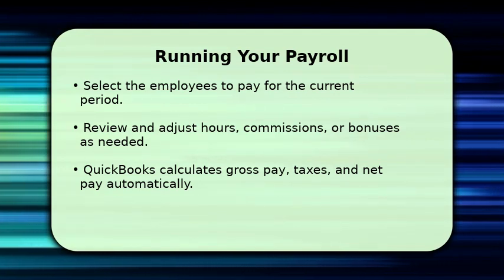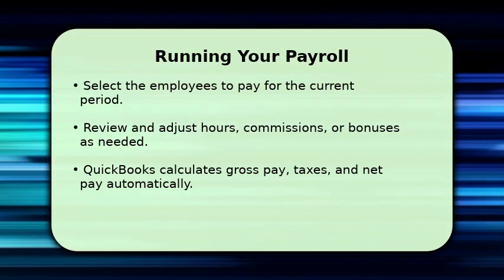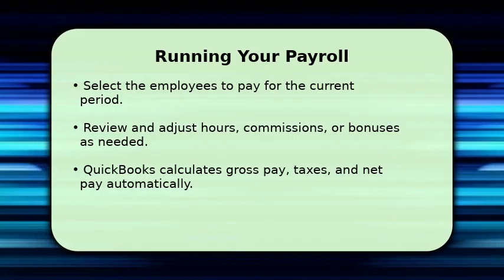Begin by selecting the employees you wish to pay for the current pay period. Carefully review and adjust any variable earnings, such as hours worked, commissions, or bonuses. QuickBooks will then automatically calculate each employee's gross pay, applicable taxes, and net pay. You can then easily generate paychecks, choosing to print them directly or process them through direct deposit for convenience.